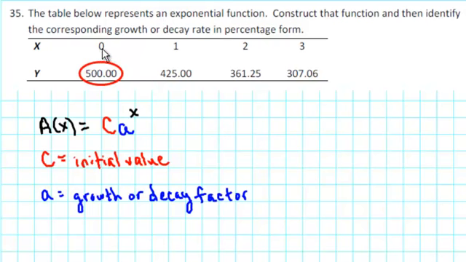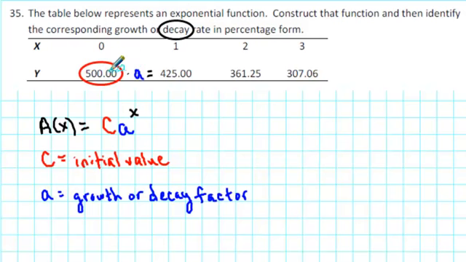Next, we see that as x goes up by 1, the y values are decreasing. That indicates that this is exponential decay. To figure out the decay factor, we need to figure out what we need to multiply 500 by to get 425. And then what do we need to multiply 425 by in order to get 361.25, and so on.